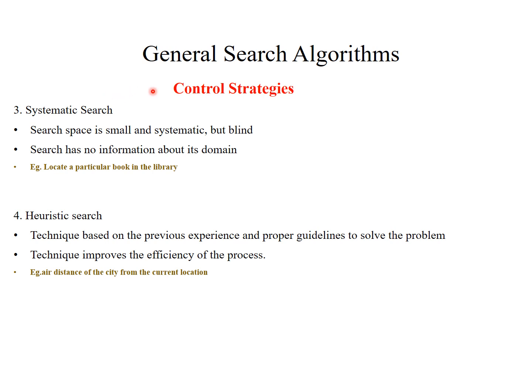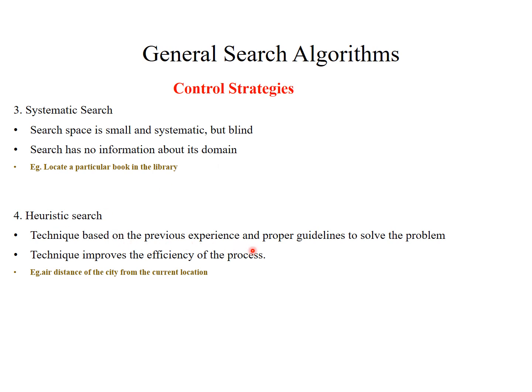Number 3, systematic search. Here, the search space is small and systematic. The search has no information about its domain. For example, locating a particular book in the library. Here, the books are not indexed, and we start from a designated section and systematically search through the shelves row by row until we find the book that we want. It's a systematic search.